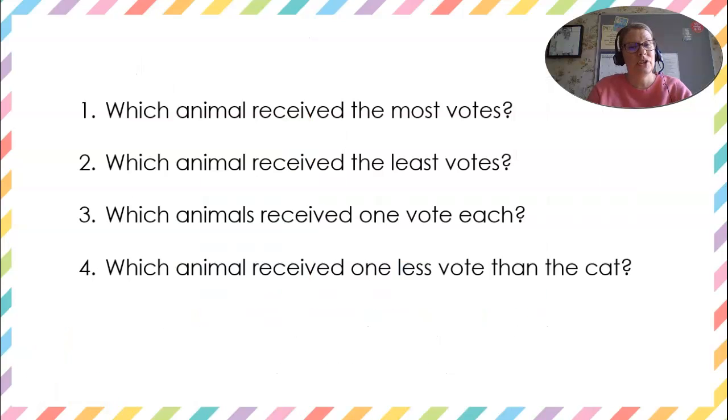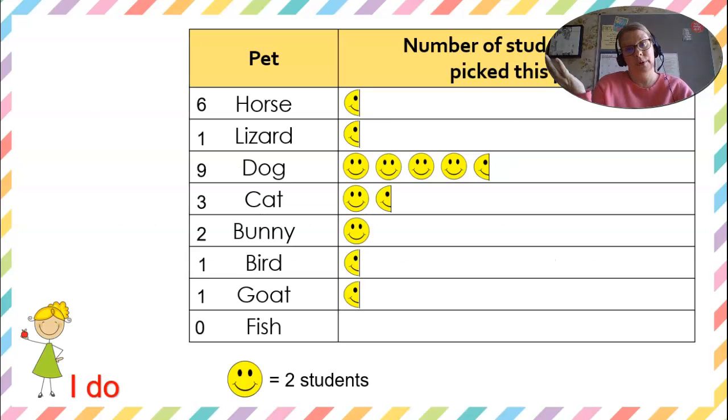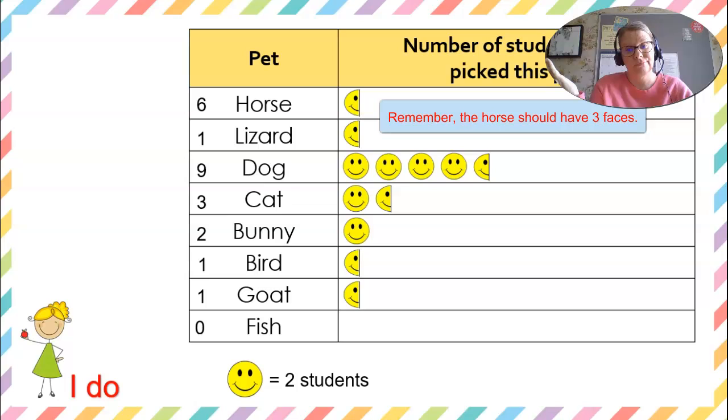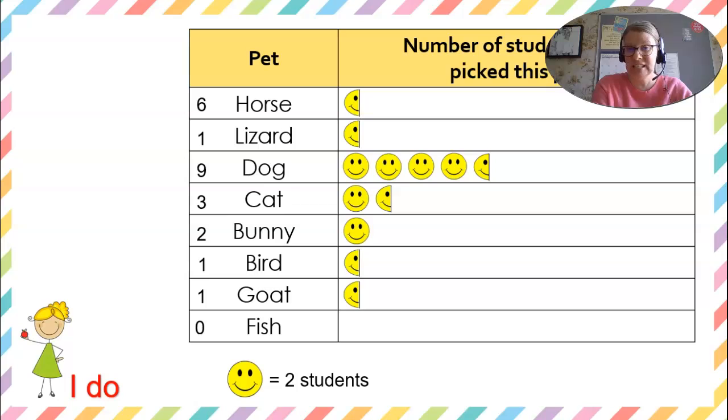Okay, second question. Which animal received the least votes? Go ahead and take a look. Maybe this time we're going to look at our pictograph. Which of these animals received the least votes? I would have to say the fish. Poor fishy didn't get any votes. 0 is the smallest number there.